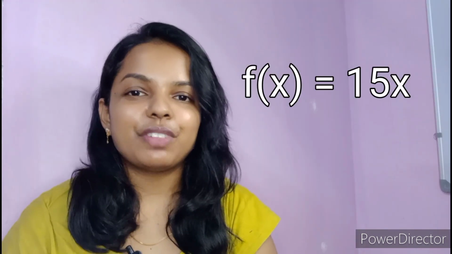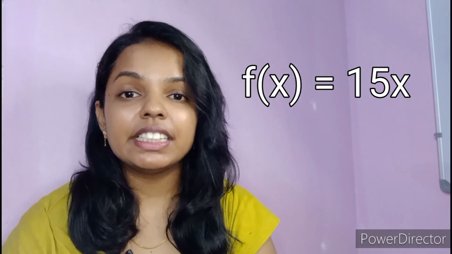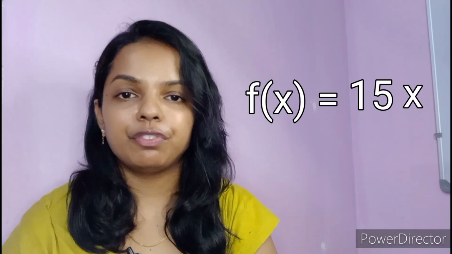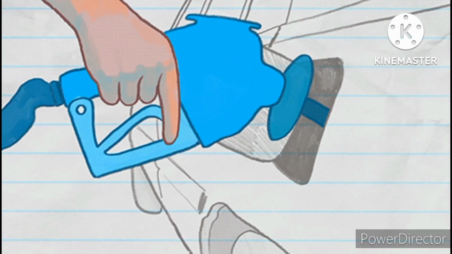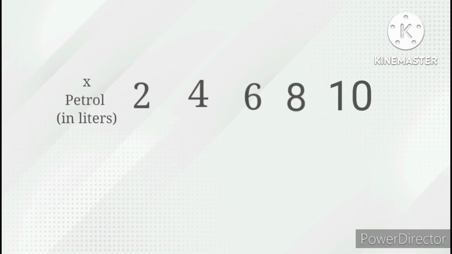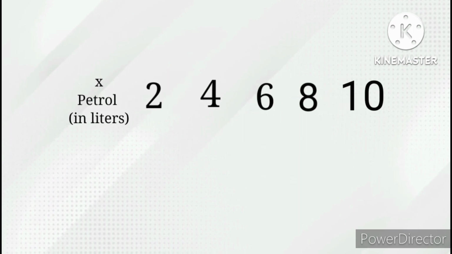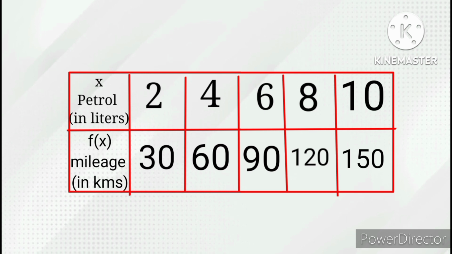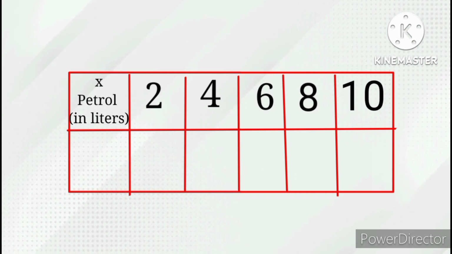Now let's consider the values of x as the amount of petrol in liters. Here the function rule, that is to say f(x) = 15x, means that the function takes the value of x and then multiplies it by 15. By substituting the values of x, we will get the values of f(x). If you input 2 liters of petrol, your car will give 30 kilometer mileage. If you input 4 liters of petrol, then your car will give 60 kilometer mileage, and so on.